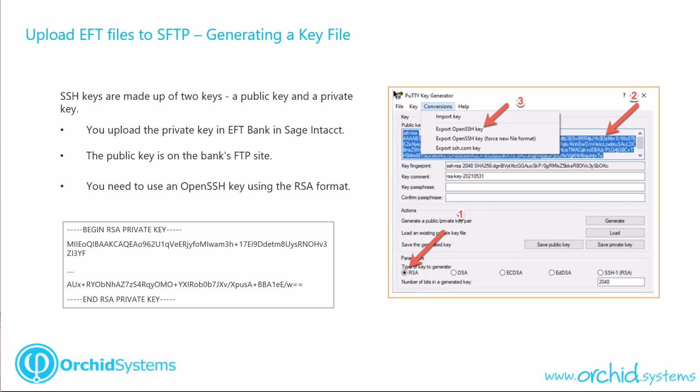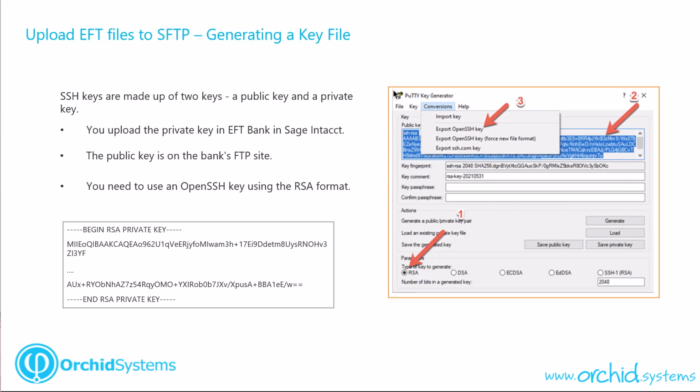If you are using a key file, then you would upload the private key into the EFT bank record in Sage Intacct. There are a number of tools that you can use to generate your private key, and this example is using Putty. The public key is on the bank's FTP site, and you need to use an open SSH key using the RSA format.